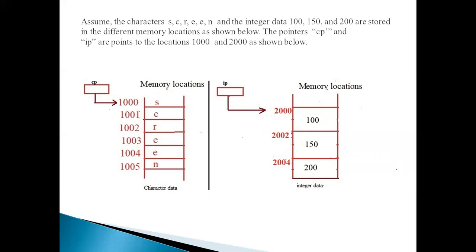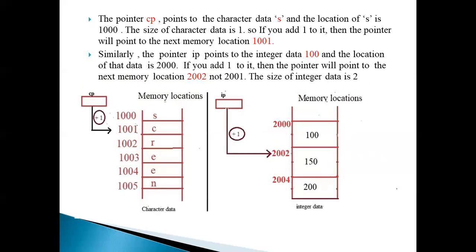The pointer CP points to the location 1000 where the character S is stored. Similarly, the pointer IP points to the memory location 2000 where the integer data 100 is stored. Now, the pointer CP points to the character data and the location of S is 1000. The size of character data is 1. You already know the size of the character data is 1. So, if you add 1 to it, then the pointer will point to the next memory location 1001.